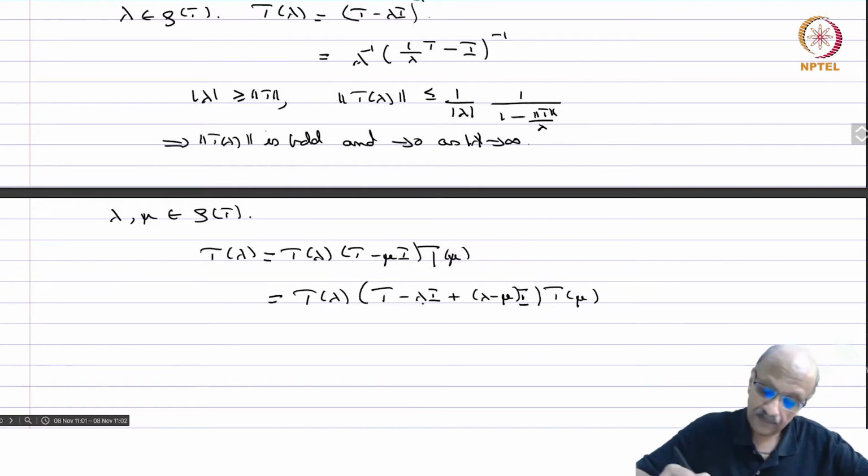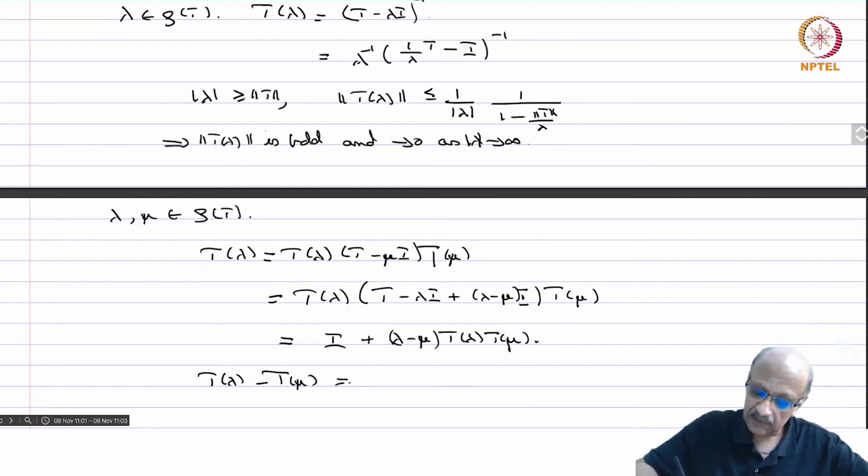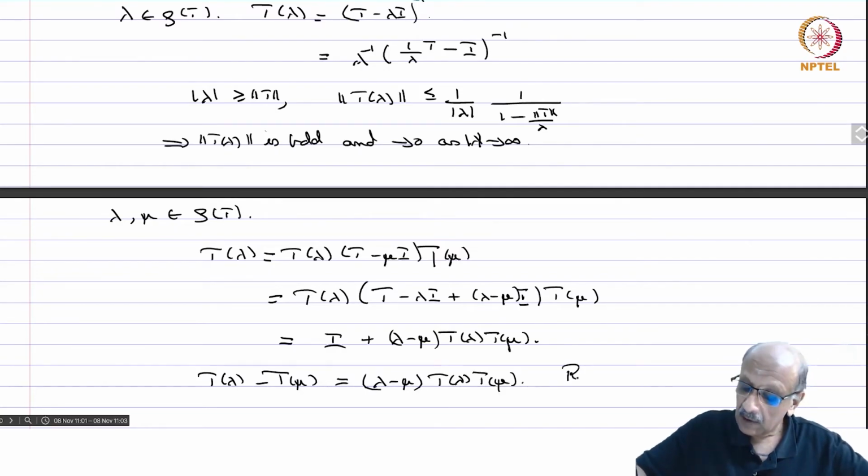So if I now multiply it, T_lambda is the inverse of T minus lambda I, and therefore this will be I plus (lambda minus mu) times T_lambda T_mu. Therefore we get T_lambda minus T_mu equals (lambda minus mu) times T_lambda T_mu. So this is called the resolvent equation.